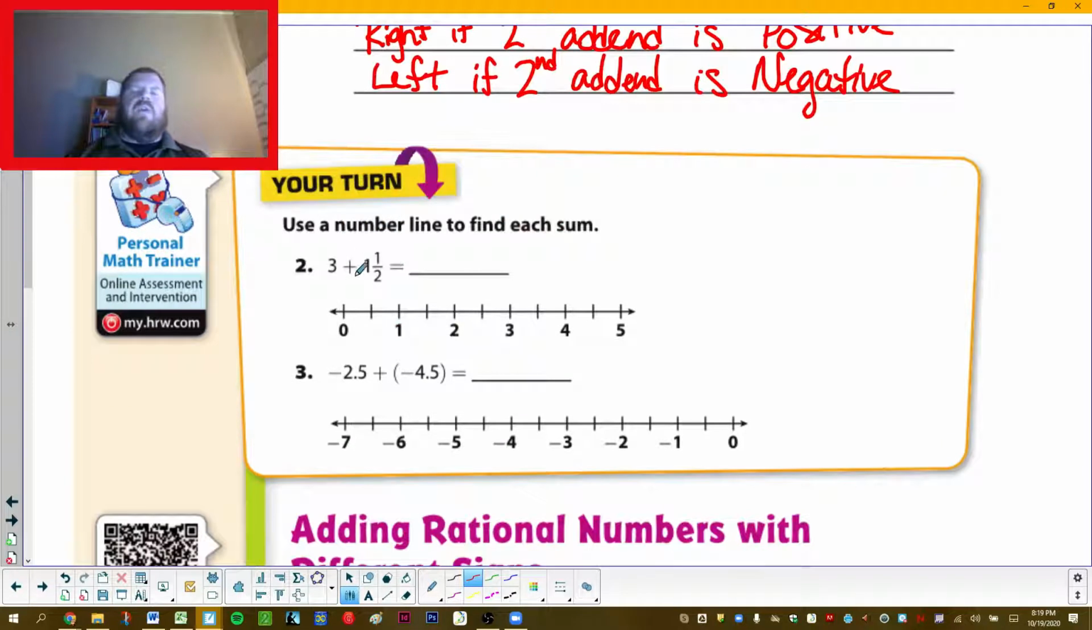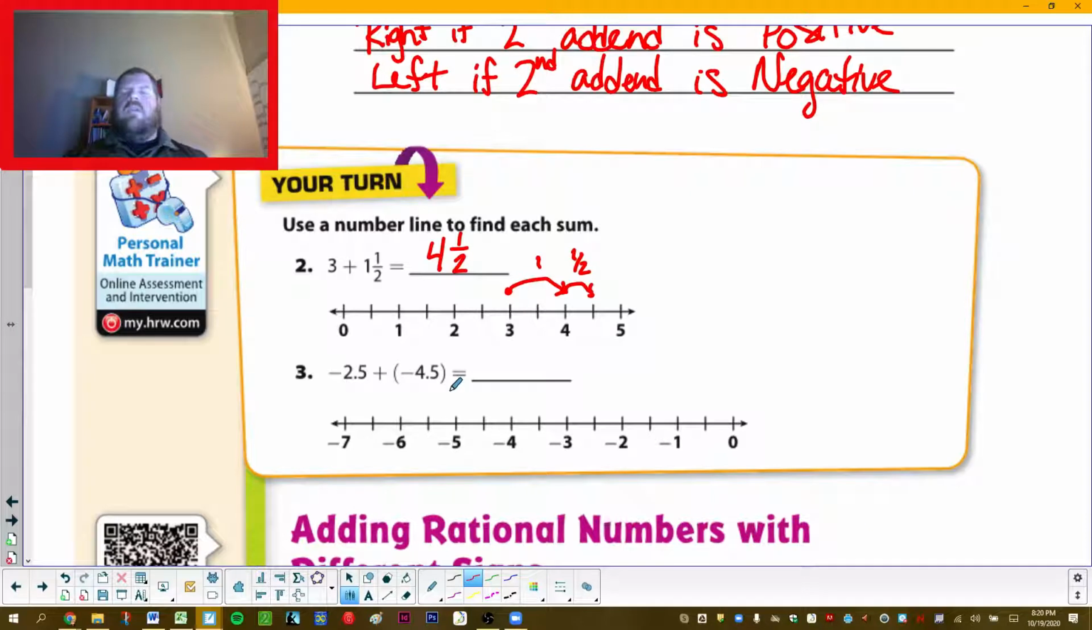If I have 3 plus 1.5, I'm going to start at 3. Personally, I'm going to move 1, and then I'm going to move 1/2, bringing me to 4.5. Now, you could move 1/2 and then 1 if you wanted to. It's totally up to you. For me, it's totally based on the problem, what seems easier to me. I like dealing with whole numbers, so I'm going to keep it as whole numbers as long as I can.